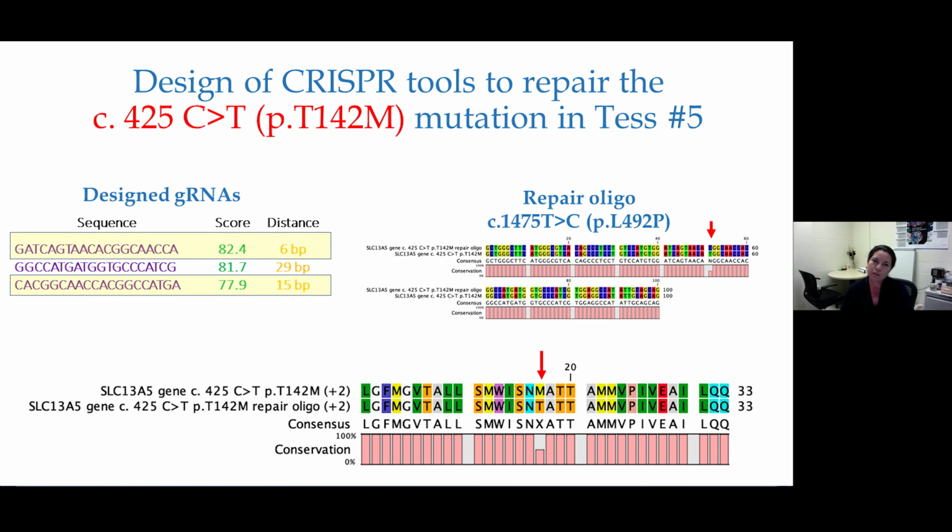We haven't been that successful with the 425 mutation. For some reason, we designed 3 guide RNAs. 2 of them are able to target and cut the site, but the repair oligo is not repairing the site. So we have done a number of things. We designed a new oligo with different homology arms, and it's not repairing the site. We don't know exactly why, but it's just not happening.